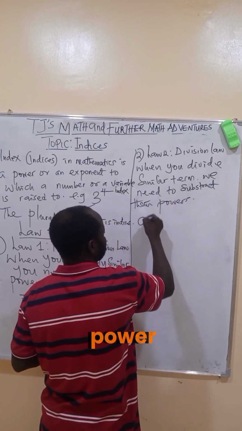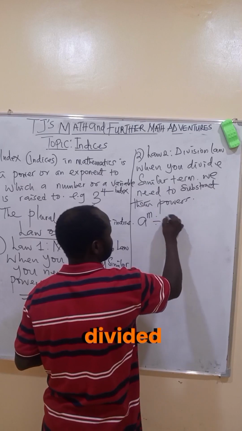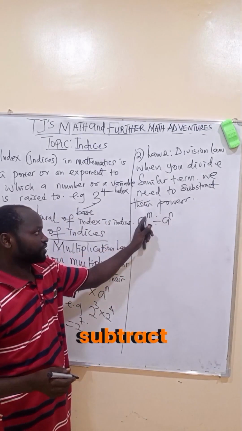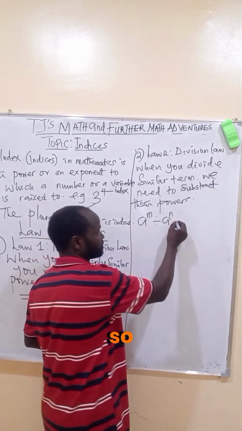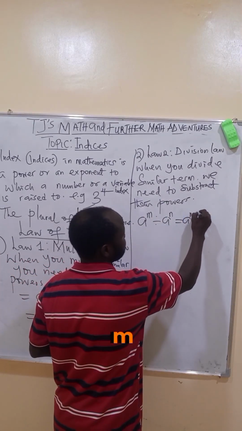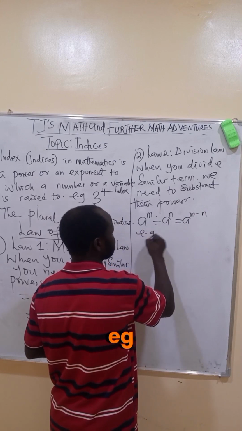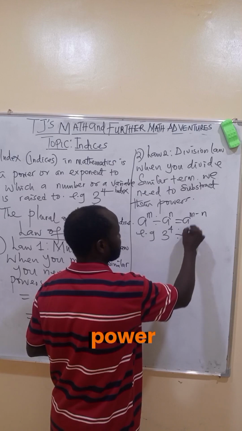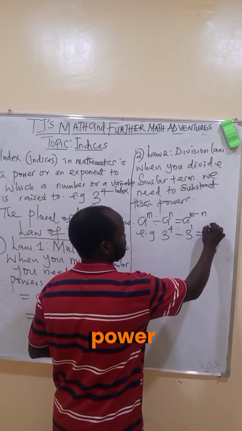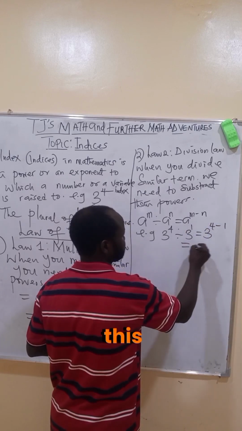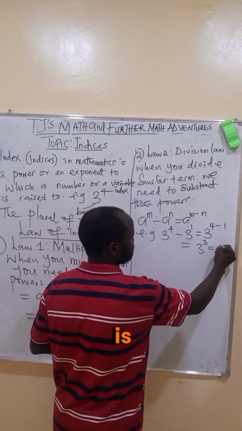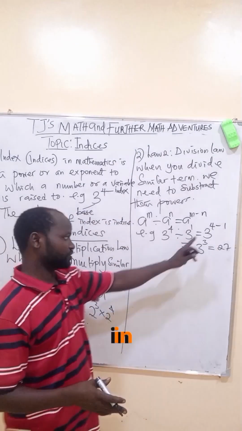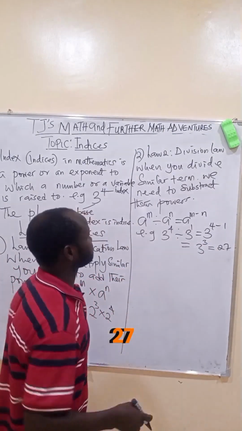Let's say we have a power m divided by a power n. Since we are dividing, we subtract their respective powers. So this will be a power m minus n. E.g., let's say we have 3 power 4 divided by 3 power 1. This will be 3 power 4 minus 1, and this will be 3 power 3, which is 27. Because 3 power 3 means 3 times 3 times 3, which is 27.